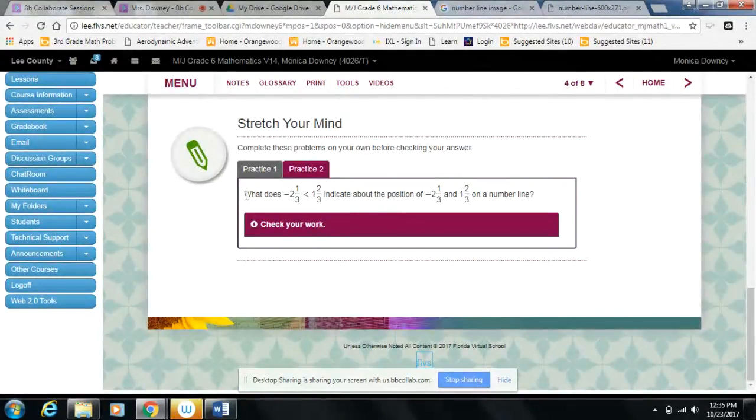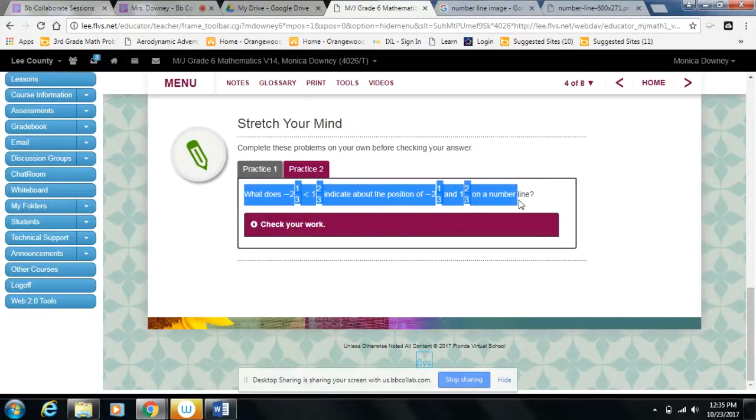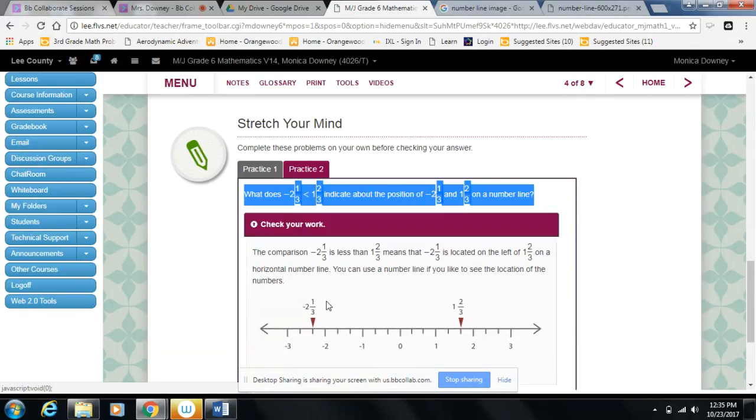So what does that inequality tell you about the positions of the numbers on a number line? Think about how you could say that in words. Here's an example. The comparison -2 1/3 is less than 1 2/3 means that -2 1/3 is located to the left of 1 2/3 on a horizontal number line.